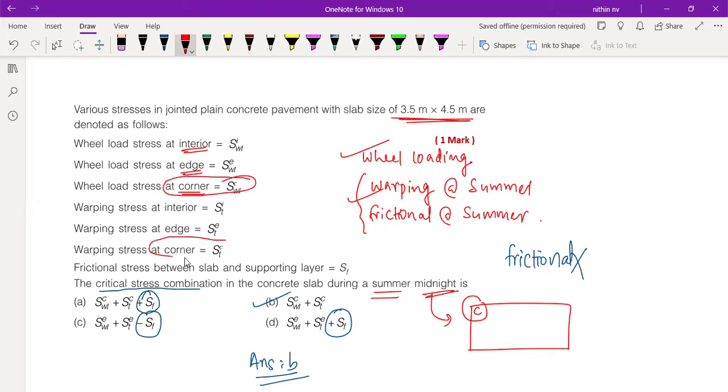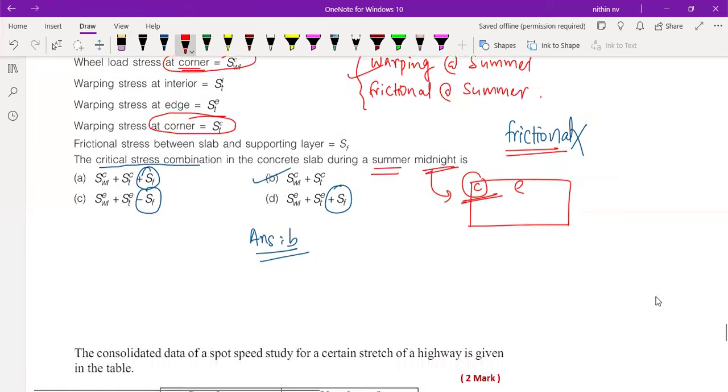The second one is this combination, right? The warping stress as well as the wheel load stress at the corner. So option B will be the final answer. Even if you are not remembering whether I need to take the corner or the edge, no issue. Since at midnight we are not going to consider frictional stresses, obviously option B is the only choice we are having. Understood, guys? A very simple question, but lengthy data, and very simply you are going to get that 1 mark. Right or not? So that's it.